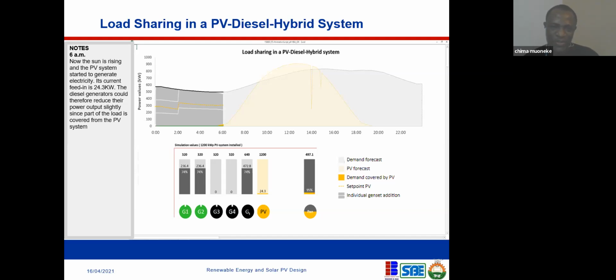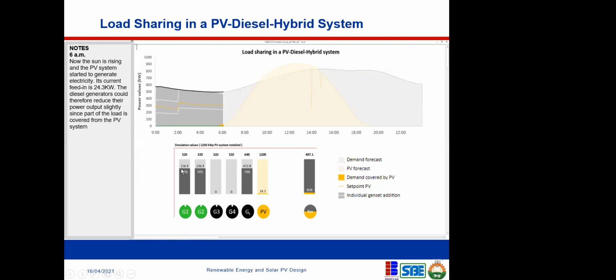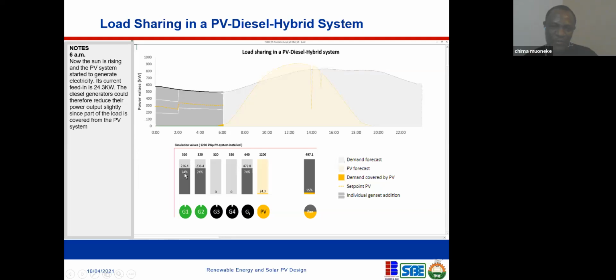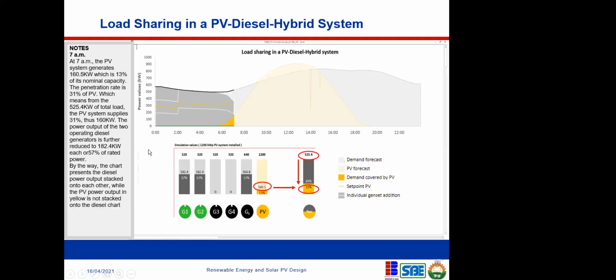We reduce the demand from the generator. So the generator will now come down to 74 load factor. If you see now, the solar system is generating 24, while the generator is producing 74, the 2 generators.